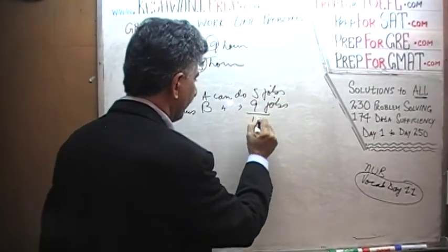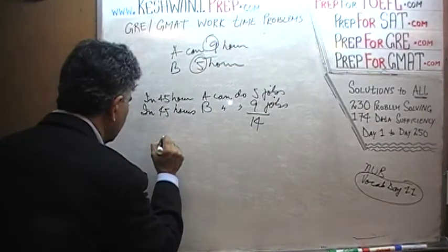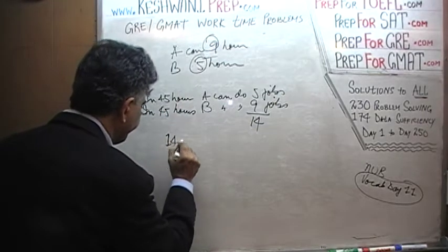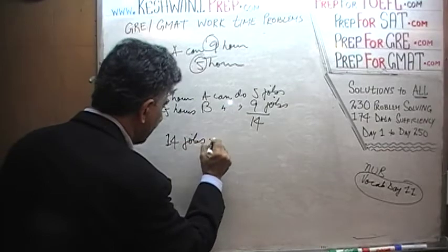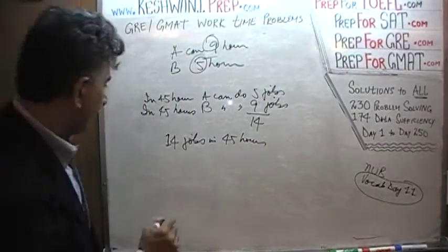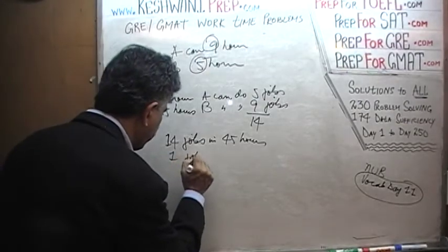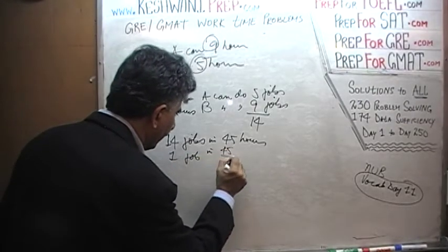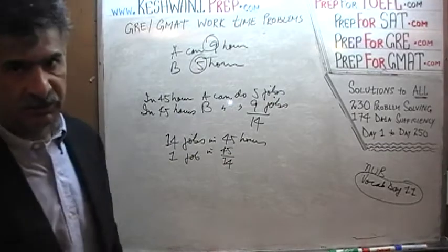9 plus 5 is 14, that means they can do 14 jobs in 45 hours, which means they can do one job in 45 over 14. And this is where things get prickly.